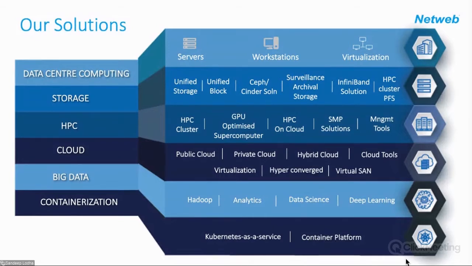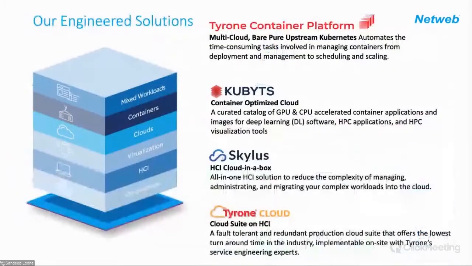On containers, we have some excellent products, and we have containerized solution platforms which we support for our HPC and AI customers all across. These are our engineered solutions. We have the Tyrone container platform. We have Tyrone Kubites, which is a repository. Then we have Skylus, which is a hyper-converged solution with both compute and storage, and it is a very fast way to have a private cloud on premises. We also have Tyrone Cloud Suite for large HPC and cloud installations.